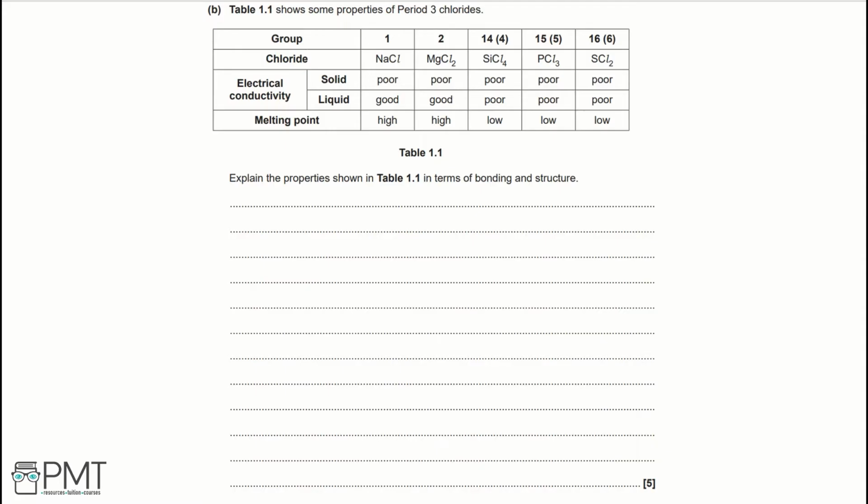Part B. Table 1.1 shows some properties of period 3 chlorides. Explain the properties shown in Table 1.1 in terms of bonding and structure.